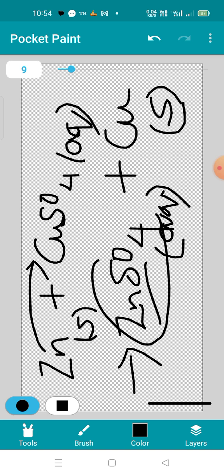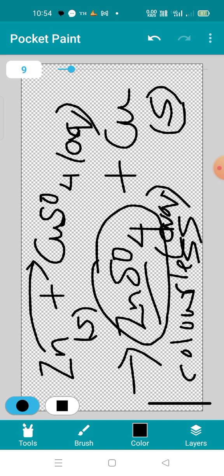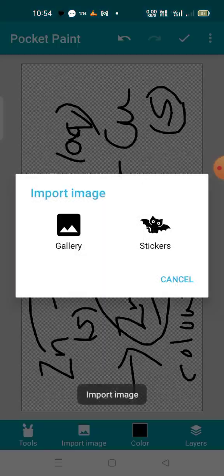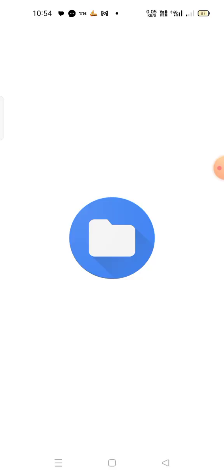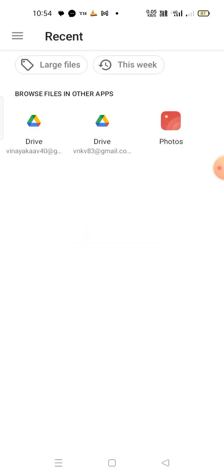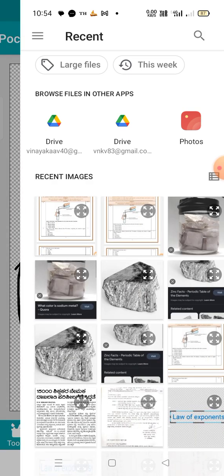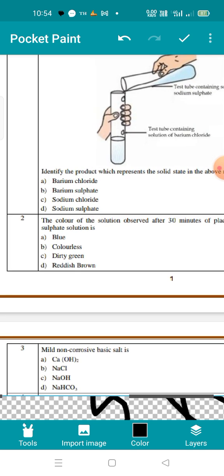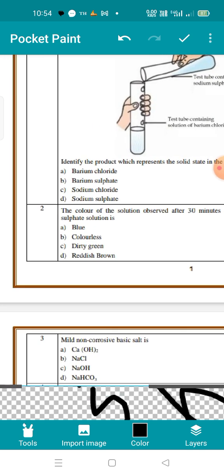The color of the solution after 30 minutes will be colorless. Why? Because zinc sulfate solution is colorless. So what is the correct option or correct answer? Colorless. So let me display the question and let's mark the option which says colorless. You can see it is option B again, so colorless. Let me mark option B.